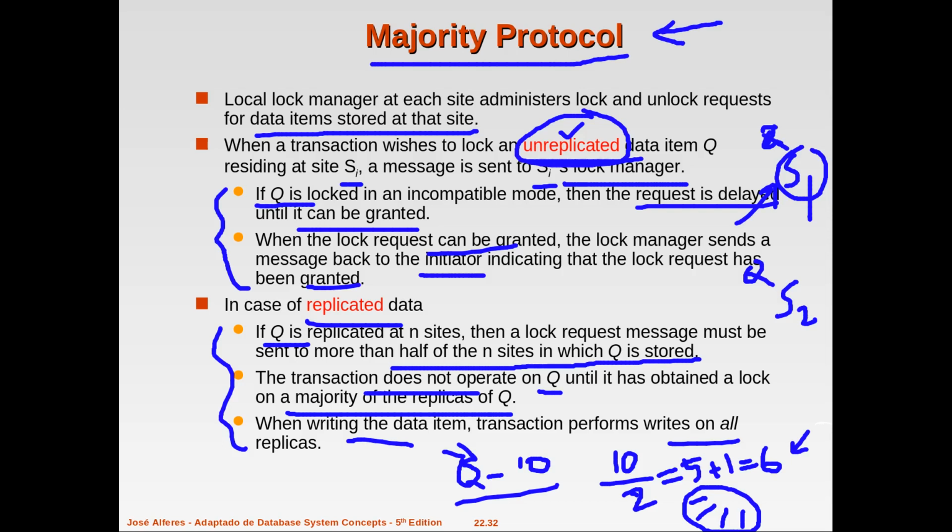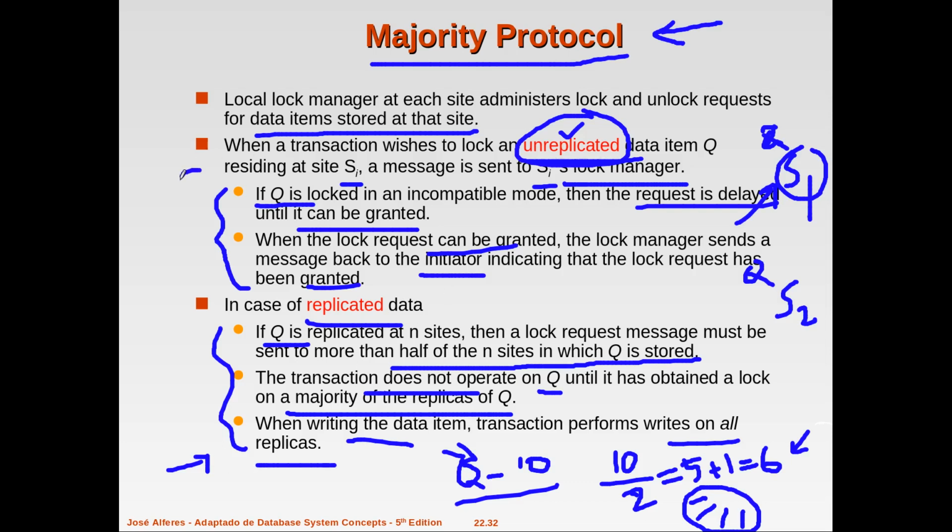Then after the completion of that transaction, the write, when some data item, for example Q, is being updated, the update must be applied to all the replicas where that particular item is residing. It is not only for more than half, or 5 plus 1 or 6, or only for 6 or 4. It must be applied to all the sites where that particular item is residing. So that implementation must also be there with the majority protocol that uses replicated data.